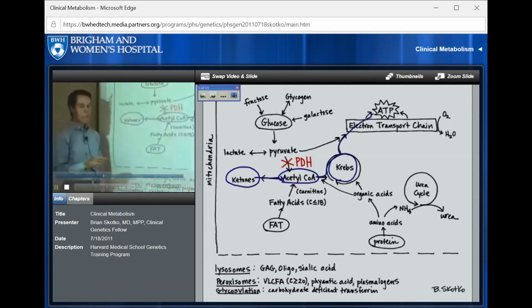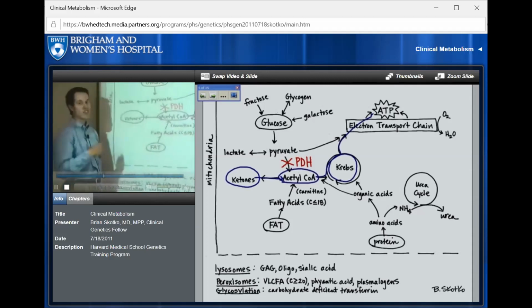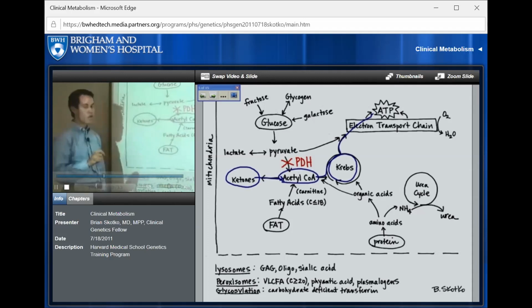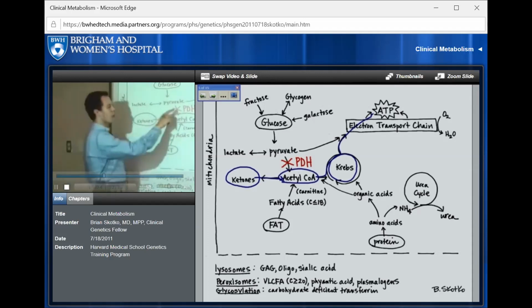So one thing to remember is if an individual with a metabolic condition that we're going to talk about today is generally ill, D10 1/2 normal saline at 1.5 times maintenance is generally the right treatment for emergency situations, with the exception of PDH, because then you're going to be blocked there anyway.